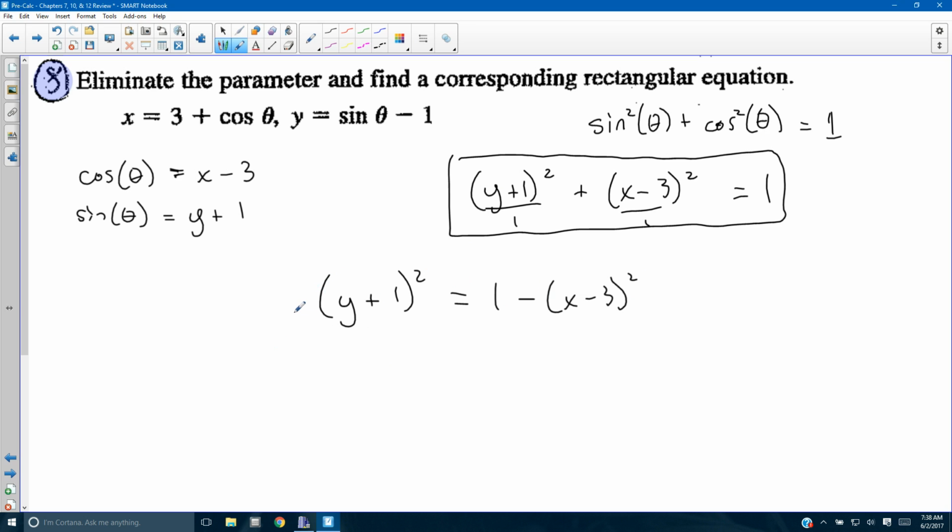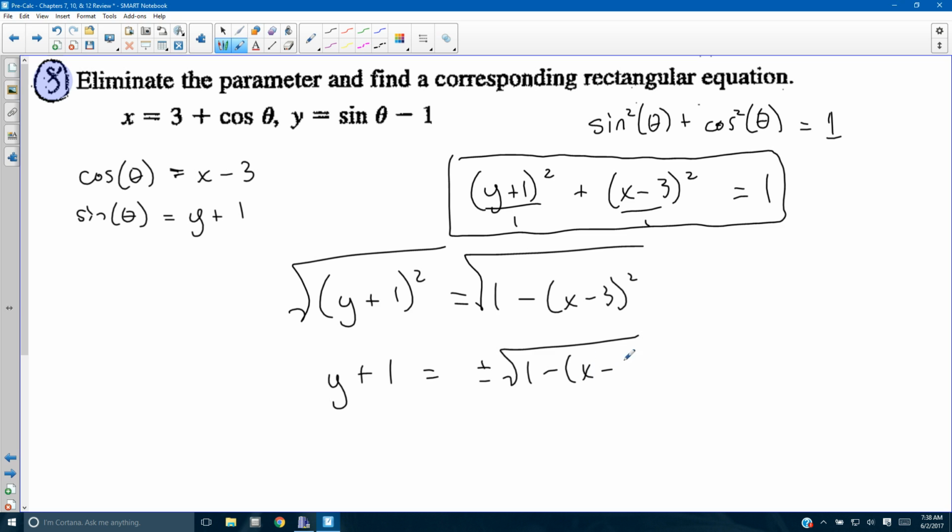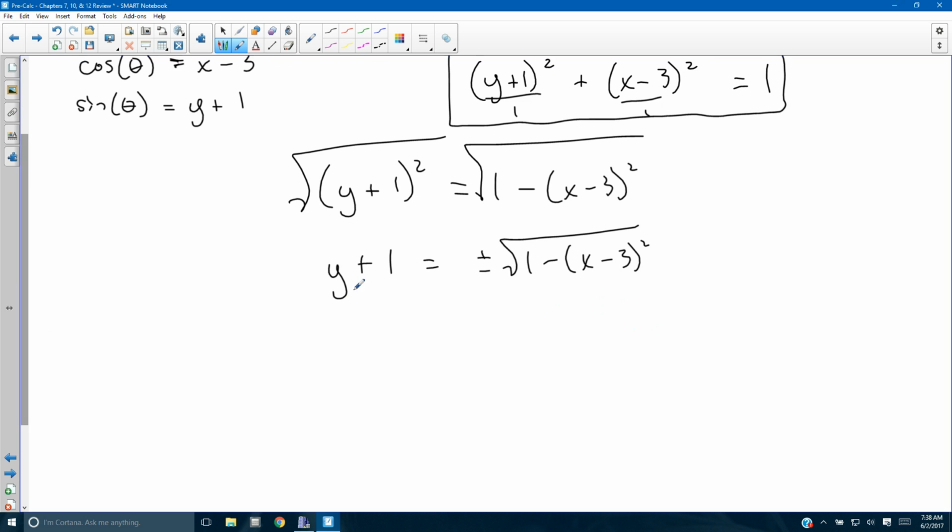Square root both sides now, though. Because if I want to get y by itself, I'm going to make it say y plus 1. Now, y plus 1 equals plus or minus the square root of 1 minus x minus 3 quantity squared. This cannot simplify, by the way. You can't make the square root of 1 minus x minus 3 quantity squared just 1 minus x minus 3. It doesn't work that way. Subtract 1, you get y equals negative 1 plus or minus the square root of 1 minus x minus 3 quantity squared. There's the final answer there.